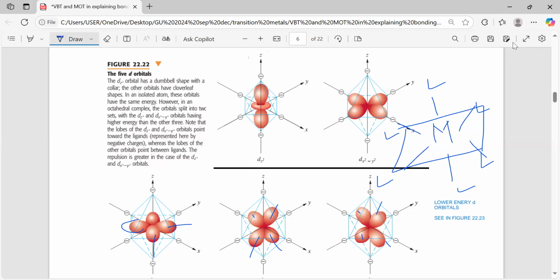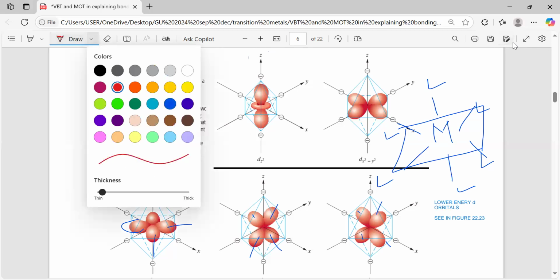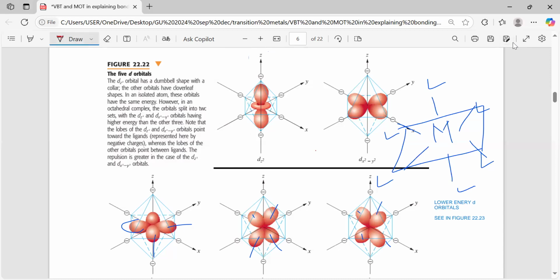And ligands, let me use a different color again. Ligands along that axis are your X. Ligands along that axis are your what? Y. And ligands along that vertical axis are your Z. And what else are we assuming? Each ligand is a negative charge. Having explained that, now let us apply it in the CFT.